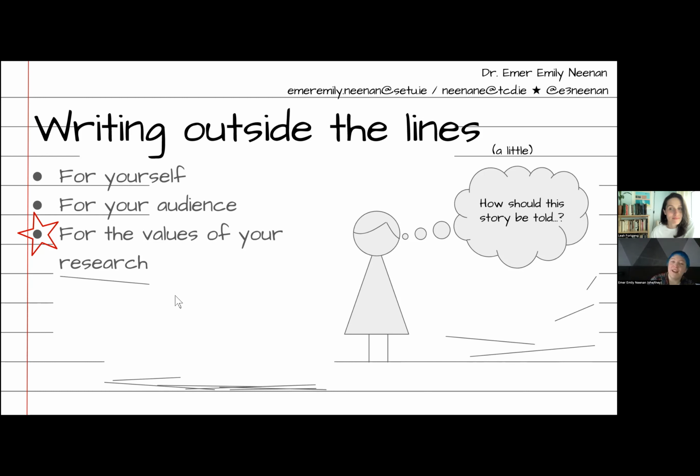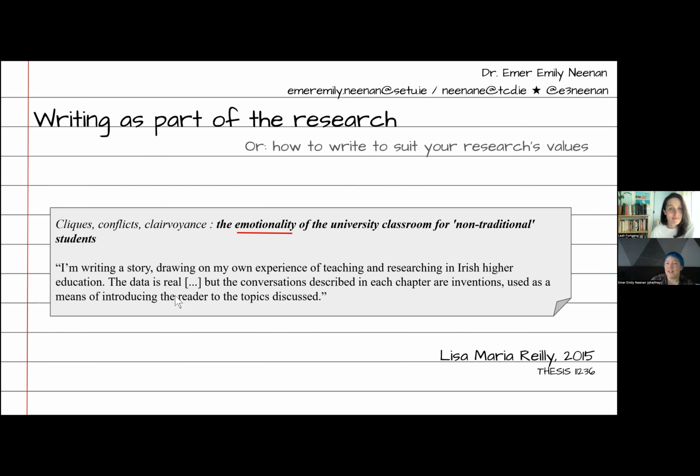For Lisa Maria Riley, she was writing about the emotions of the university classroom for non-traditional students. One of the things she was discovering was that they often felt alienated within that space. She didn't want to contribute to that, especially because she was one of those people who would sometimes feel alienated in that space. So she wrote her thesis in a way that was more accessible and more familiar to people like her, because that was part of what her research was about.